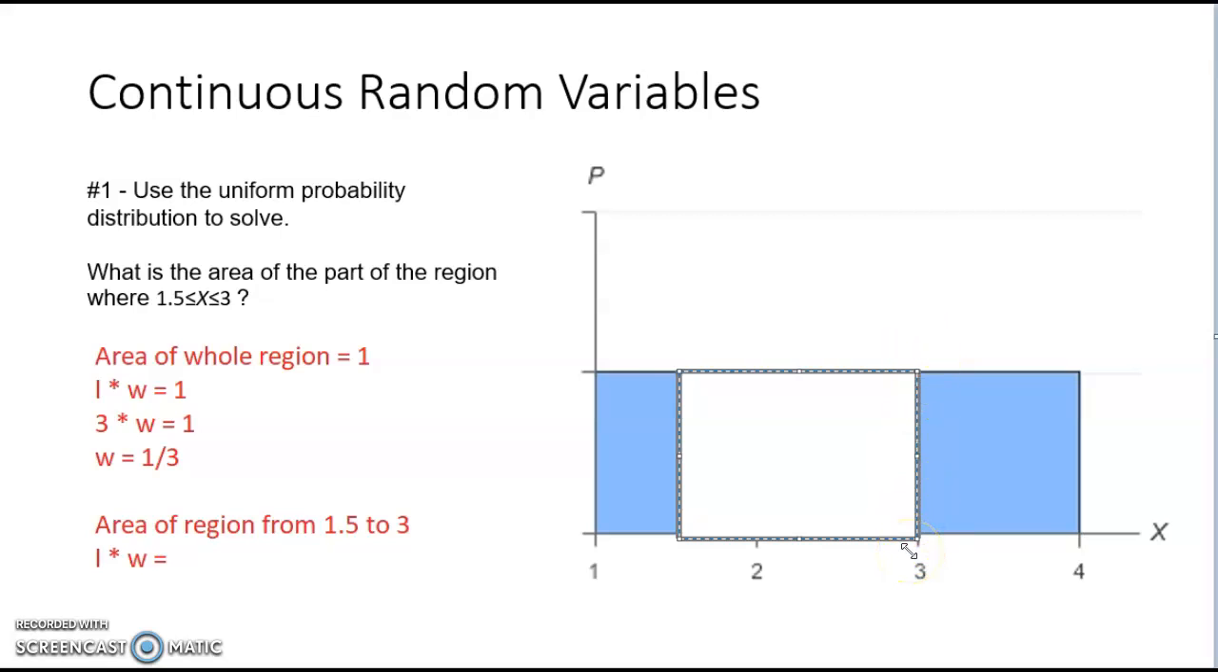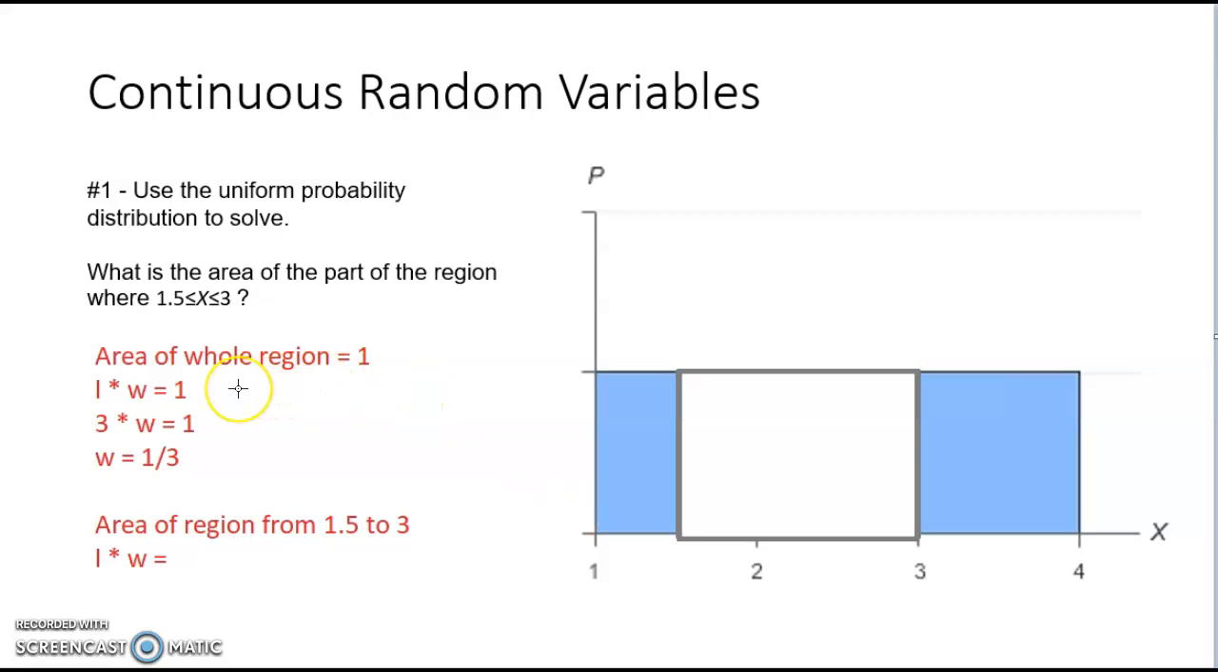And this is what we're going to do. We know that the area of the whole region is equal to 1. This is true for all probability distributions. So the area of this entire blue rectangle right here is equal to 1. And we know one of the dimensions of that rectangle. We know this distance right here, from 1 to 4, is equal to 3. So if we know the area of the blue rectangle and one of the dimensions, we can find this dimension right here.